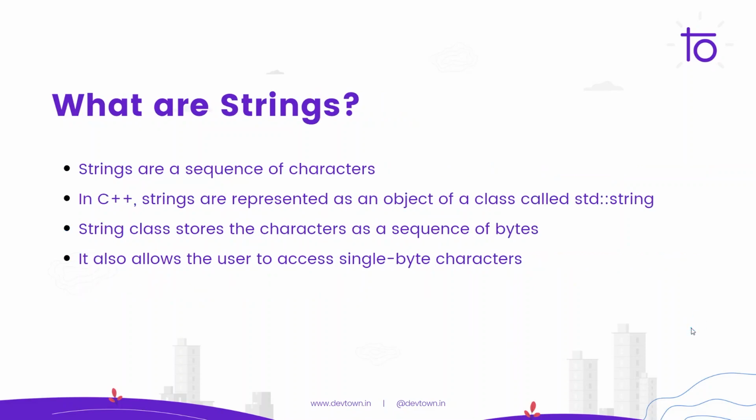What are strings? Strings are a sequence of characters. In C++, strings are represented as an object of a class called string. The string class stores the characters as a sequence of bytes.